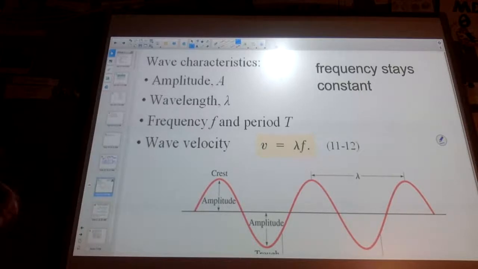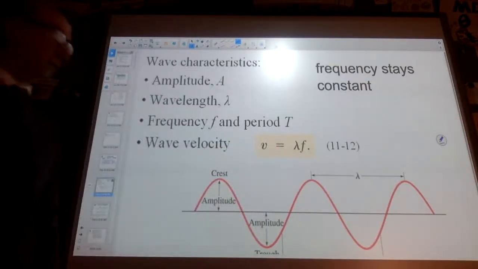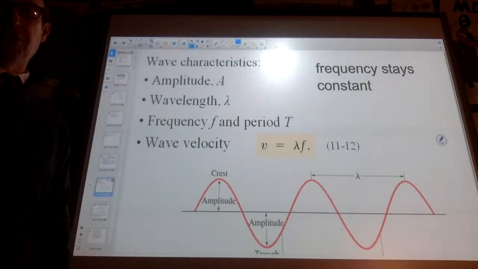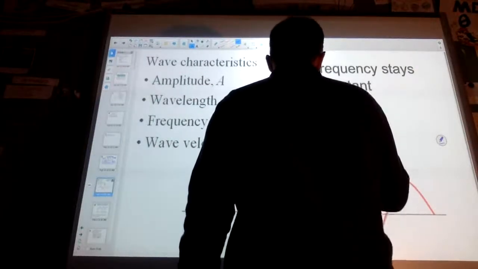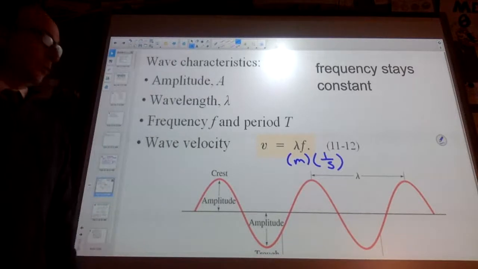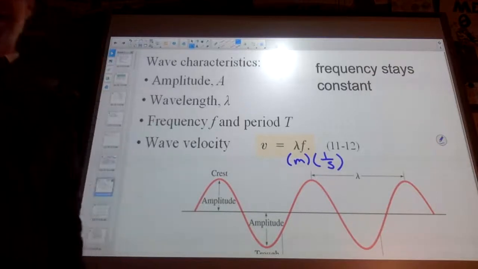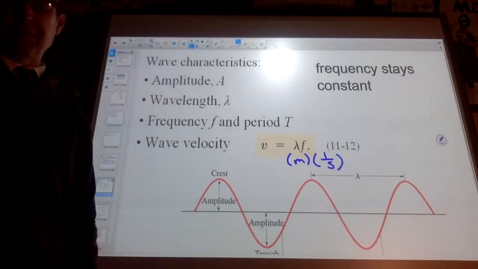We also have another way to quantify how this wave is moving, and this is going to be the wave's velocity. This is going to be equal to the wavelength, which is in meters, times the frequency, which is 1 over second. If you look at the product of that, you're going to get meters per second, which is going to give us what the velocity is. And we're going to look at how we can change this velocity.